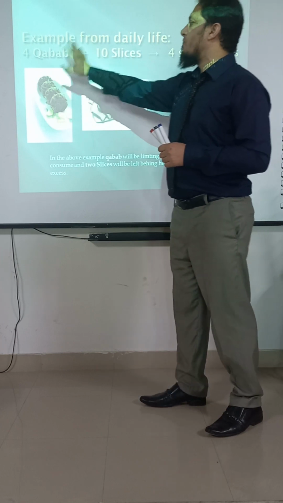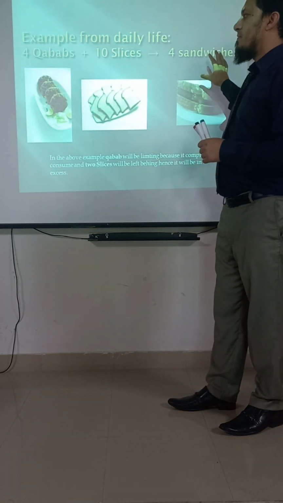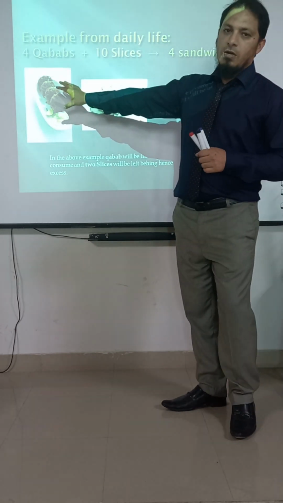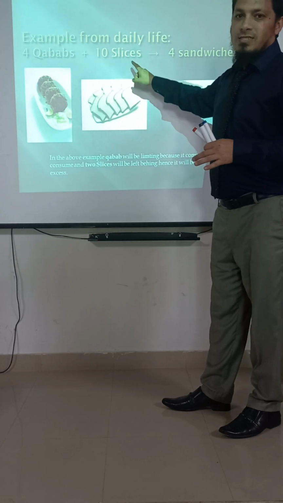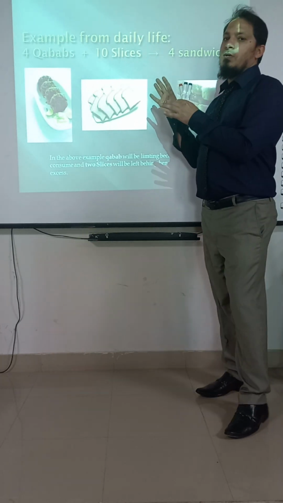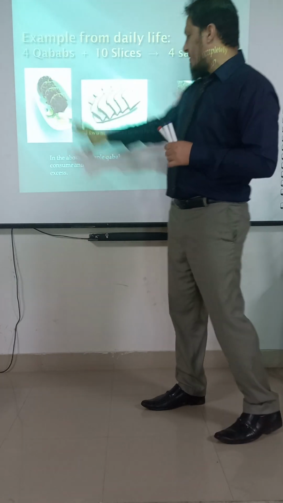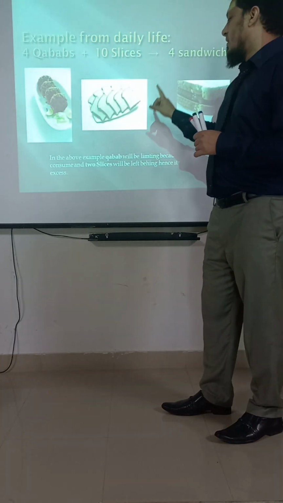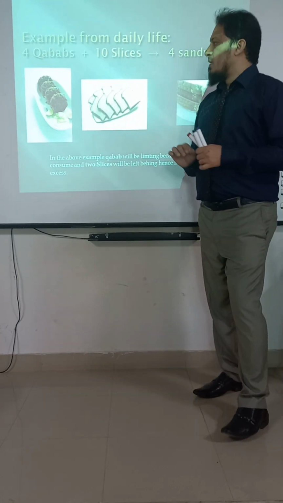Because we have only 4 kebabs and we have 10 slices and we are going to make 4 sandwiches. So all 4 kebabs will be completely consumed, and what? 2 slices will be left behind. So slices will be called what? Non-limiting reactants, and kebab will be called what? Limiting reactant. So in this example, we conclude that kebab is the limiting reactant.